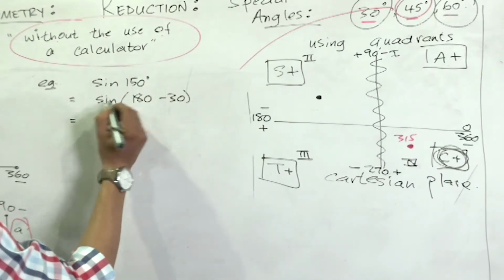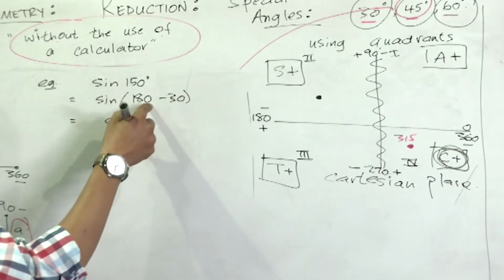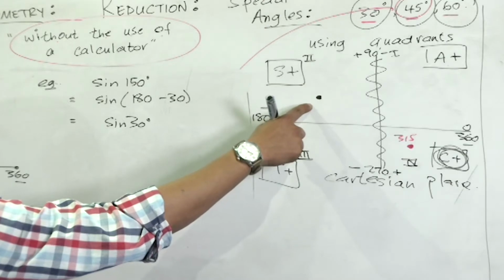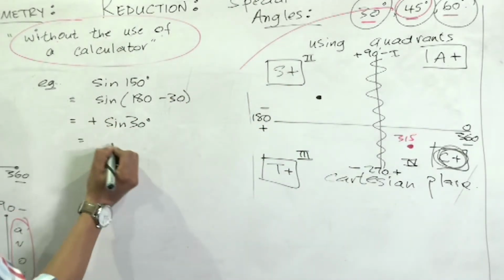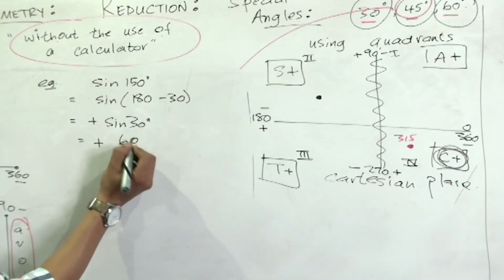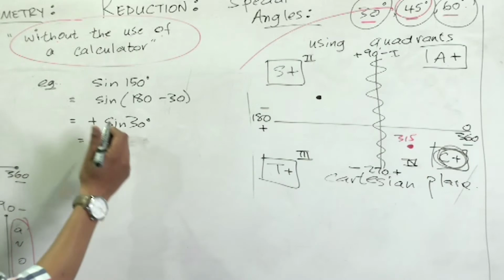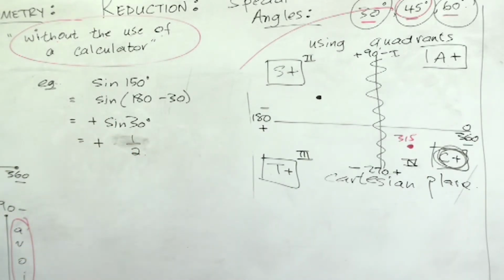Right? So sine 180, the name stays the same. Sine 30. 180 minus is in my second quadrant. What do we know about sine in my second quadrant? It's positive. So that's your answer would be positive. What is sine 30? You can go to your calculator, plug it in. Sine 30 will give you 60 degrees. No, sine 30 is a half.